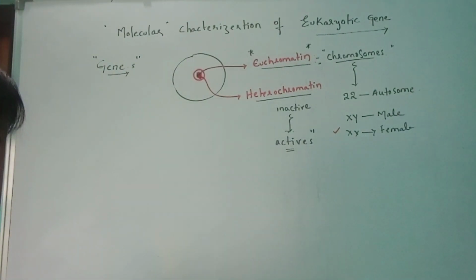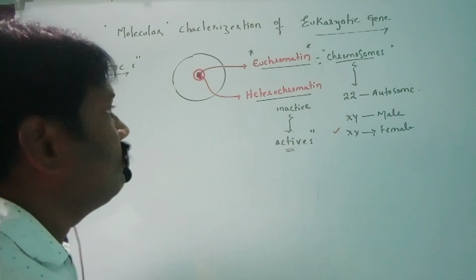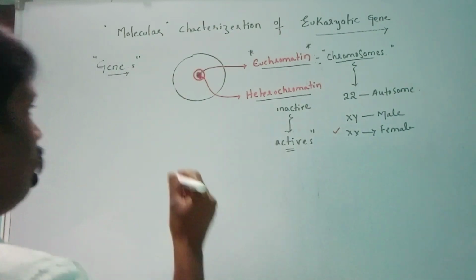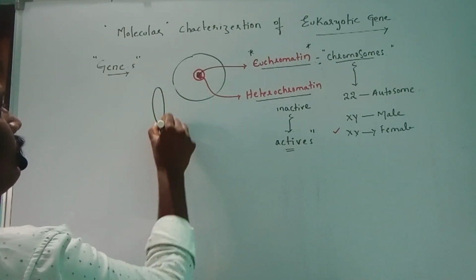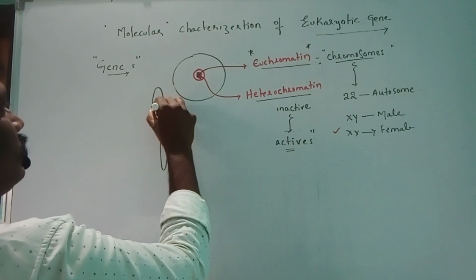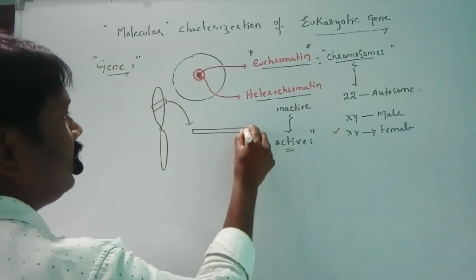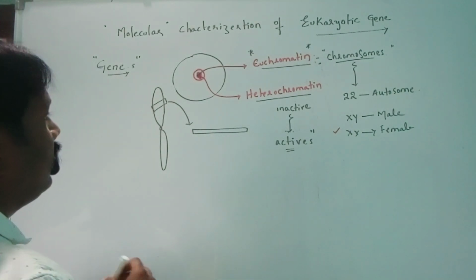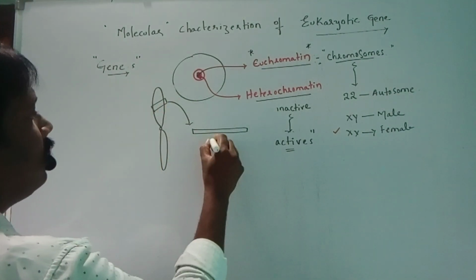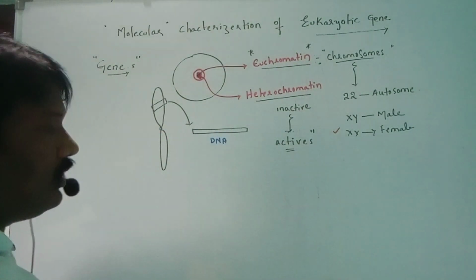Then we have the XX chromosome and XY chromosome. They are involved in secondary sexual characteristic features. Right now, when you open out the DNA, if I cut this part to explain, this is a DNA. When I open a part of this chromosome, a piece of chromosome, we call it DNA.